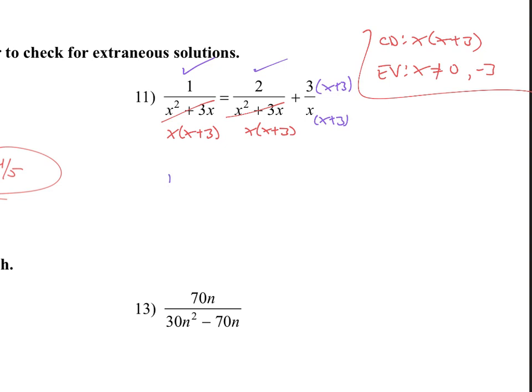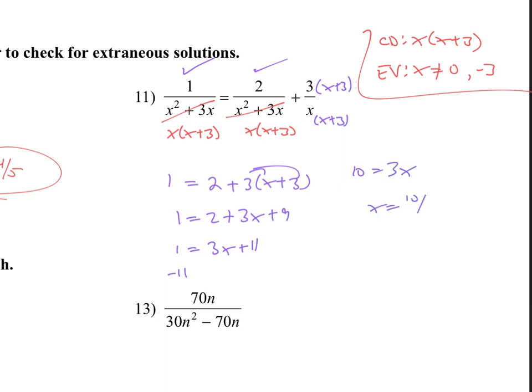So what I got here is 1 is equal to 2 plus 3 times x plus 3. Distribute. So that's 3x plus 9. So 1 is equal to 3x plus 11. So minus 11. 10 is equal to 3x. So x is equal to 10 thirds. Cool?